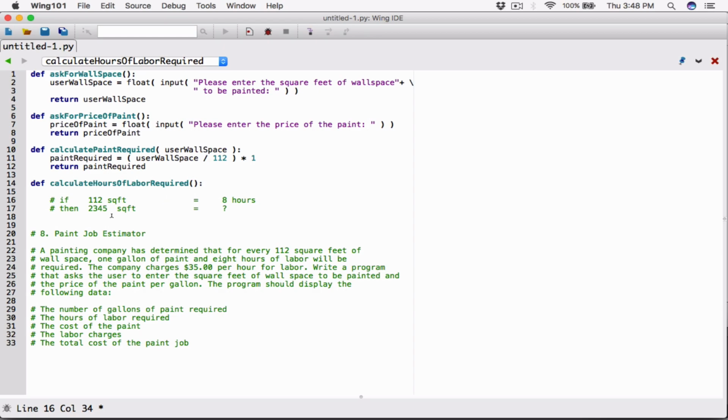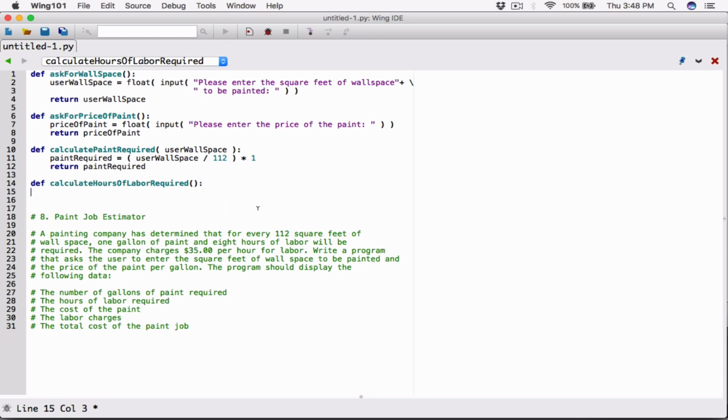So basically, to calculate the hours of labor required, we are always dividing by 112 and multiplying by 8. That's how to figure out the formula. I know some of you know this, but I like to always go over this just to make it clear to everyone. If you already know this, please feel free to skip through it. If not, and it's helping you, I'm glad. So we are always dividing by 112 and then multiplying by 8. That's how to calculate it.